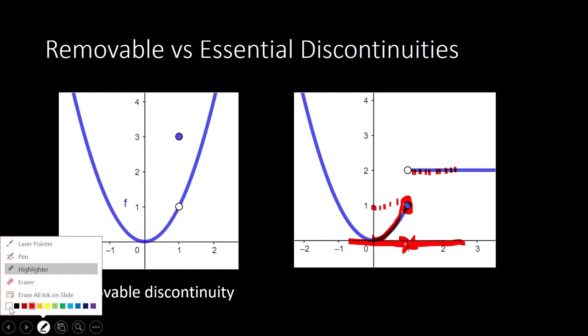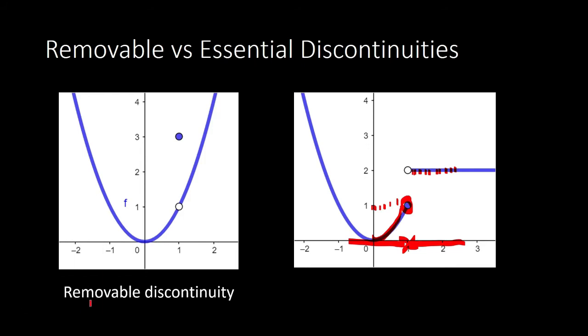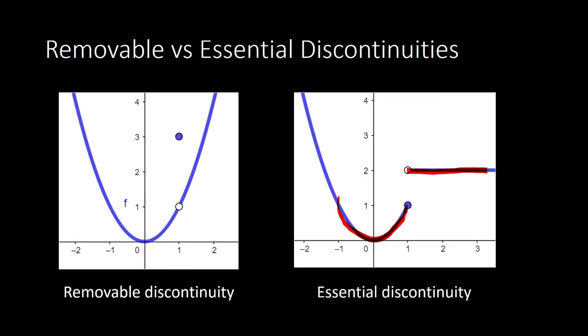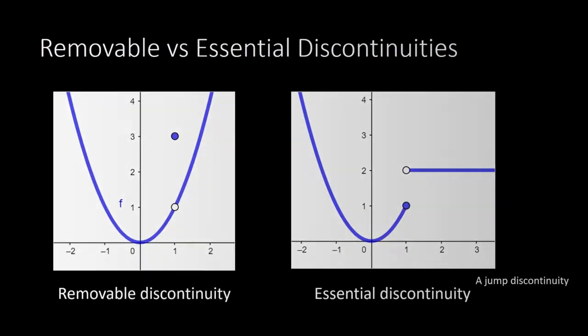So this is an example of a jump discontinuity. So why do you call it jump discontinuity? Because if you are to graph this function, okay, when you reach this point, you have to jump to that point to continue the graph. So this is an essential discontinuity, and in particular, it is a jump discontinuity.